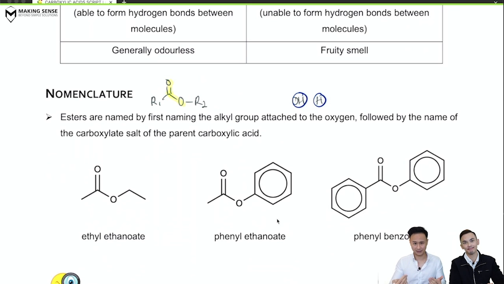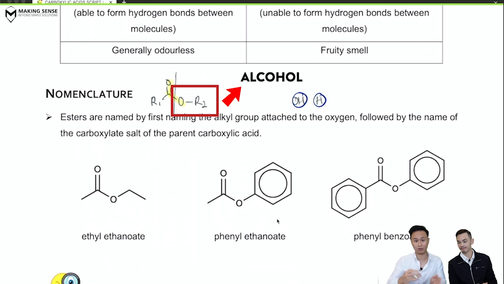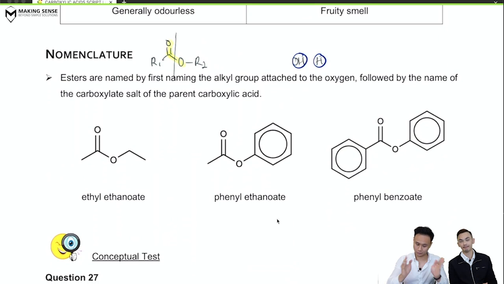Now how do we name it? We always look at an ester in two parts, right? The part on the left is your carboxylic acid part, and the part on the right is your alcohol part. So that's how we name. First things first, do this with me. Always see in two parts. So cut, cut, cut, all right?